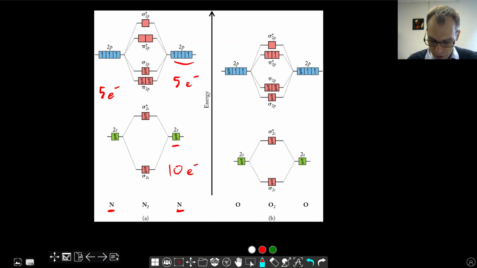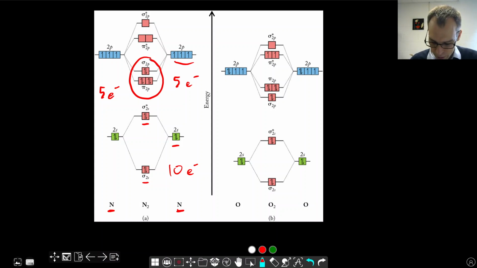Our 2s orbitals that are made are sigma 2s and sigma 2s star. Those are our lowest energy orbitals. So those get filled first. So that's 4 of our electrons. And then the other 6 go into the bonding orbitals here. They go into the pi 2p bonding orbitals and then the sigma 2p bonding orbitals.